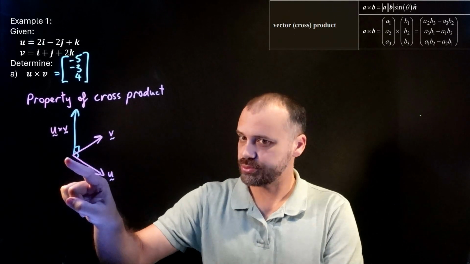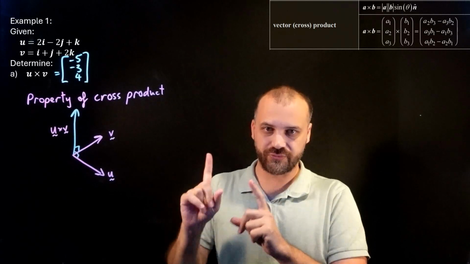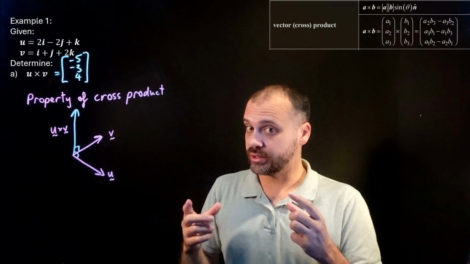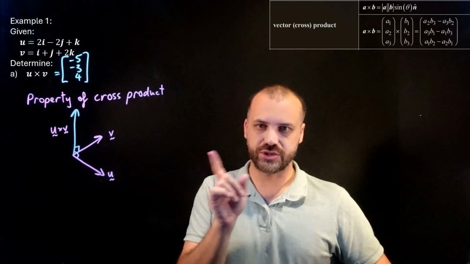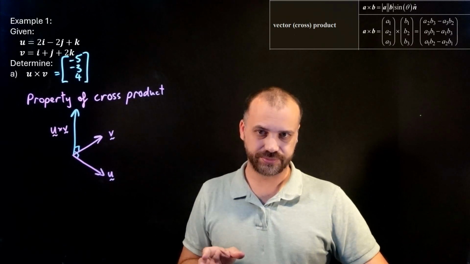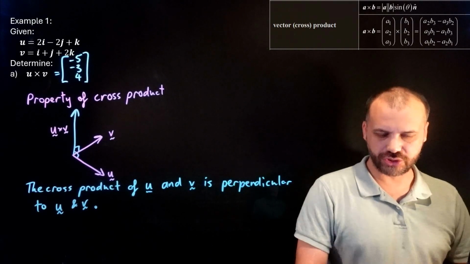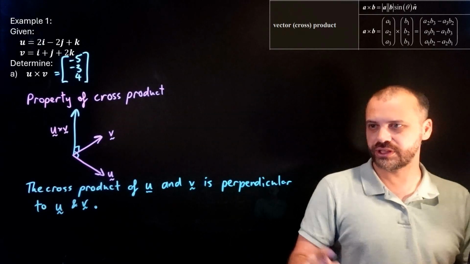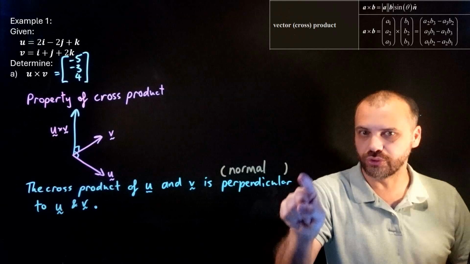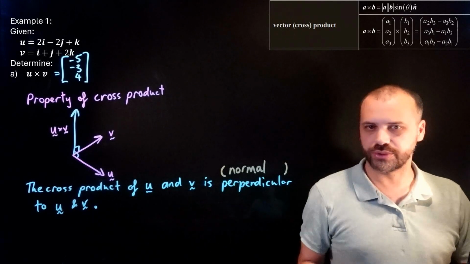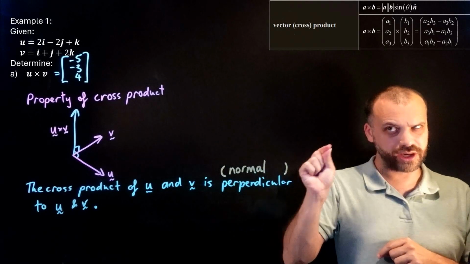So this is one of the major properties of a cross product. If we take the cross product of U and V, we're going to end up with a vector that is perpendicular or normal. We're going to use that word a lot. That is normal to vectors U and V. Let's write it in words. The cross product of U and V is perpendicular to U and V. And I really need to insert the word normal here because I really need you to know it. It is normal, at right angles, to U and V.